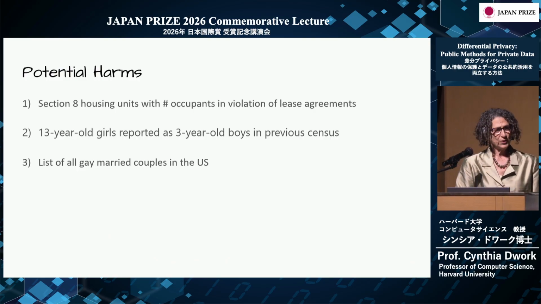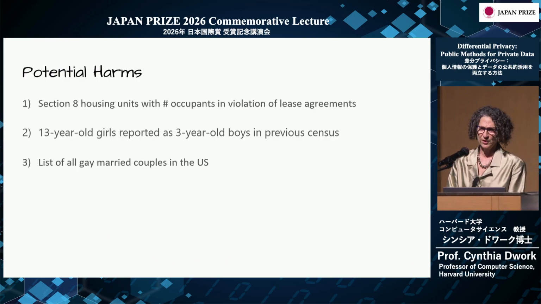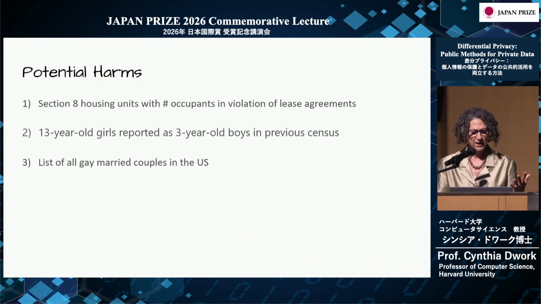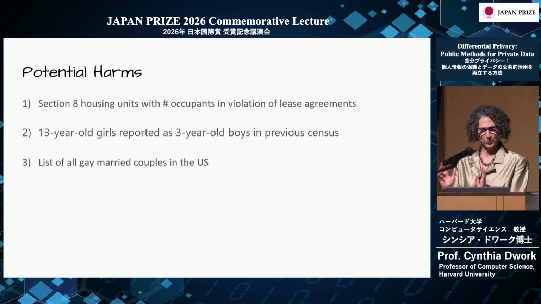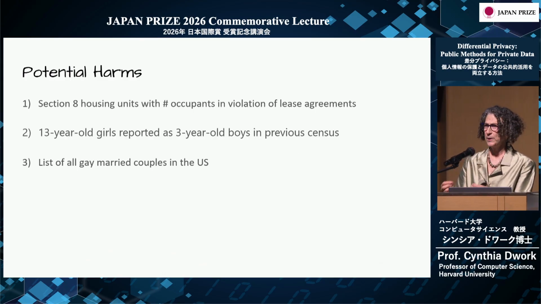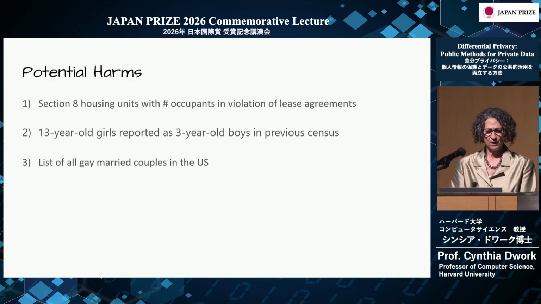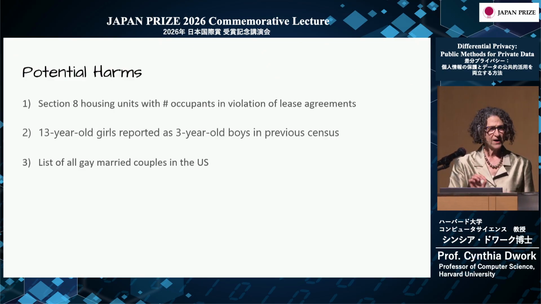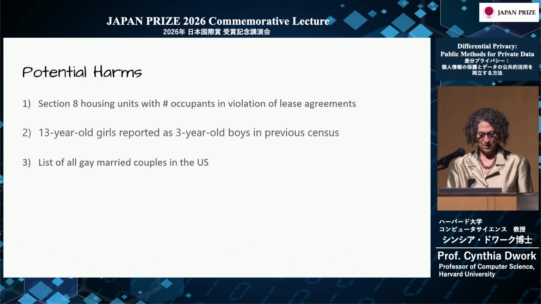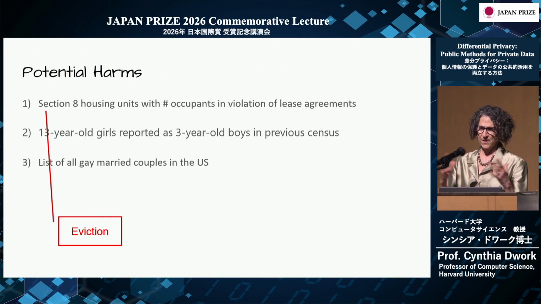Section 8 housing units are federally subsidized housing units. And people wait years, sometimes even more than a decade, for federally subsidized housing. And the housing comes with a lease, and the lease specifies how many people can legally live there. So if Section 8 housing units with the number of occupants that are in violation of the lease agreements, if that information is leaked, somebody could be evicted after waiting a decade for the housing.